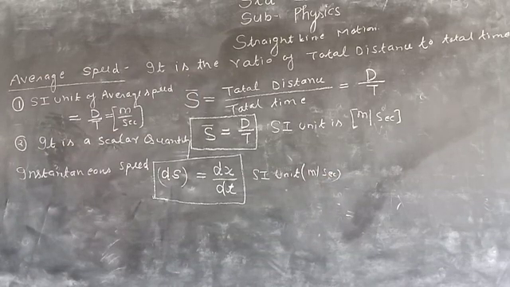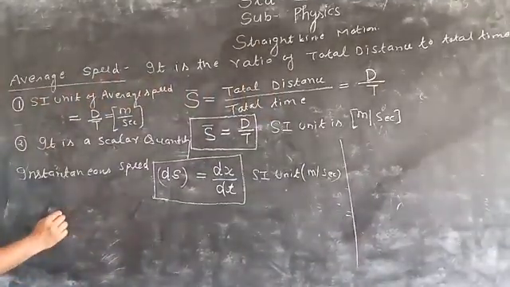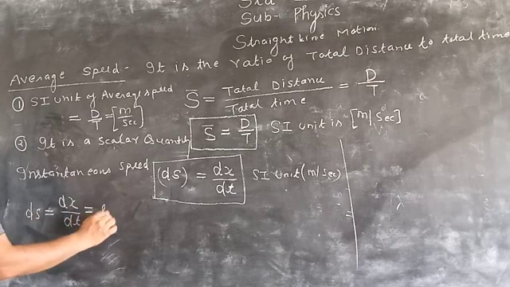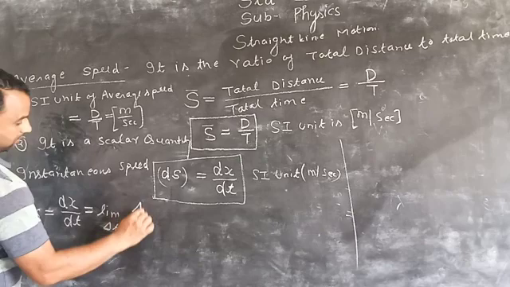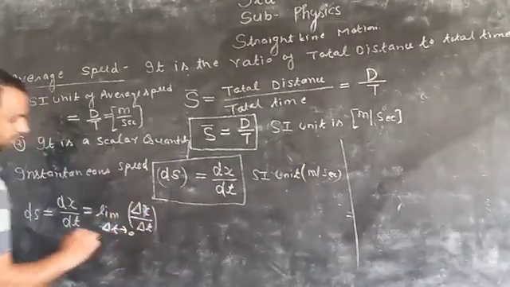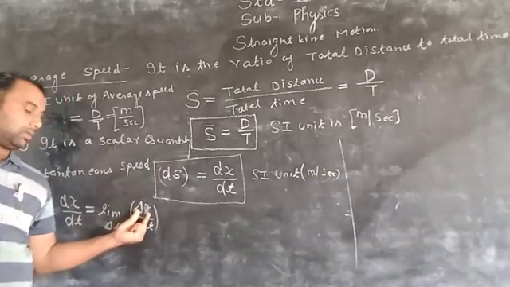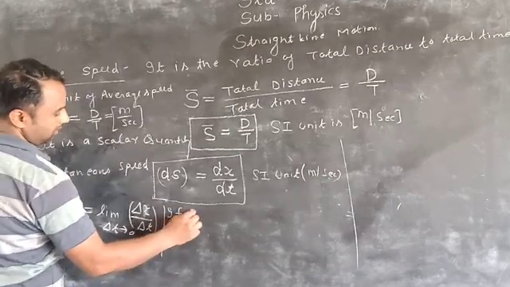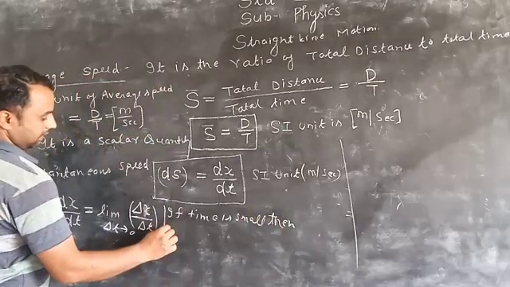We can say the average speed is converted into instantaneous speed if we are using this relation: instantaneous speed is equal to limit delta t tends to 0, delta s or delta x upon delta t. This is the basic formula for that. Simply here we can say that average speed becomes the instantaneous speed when the time interval is very small, and hence if time is small, then average becomes instantaneous.